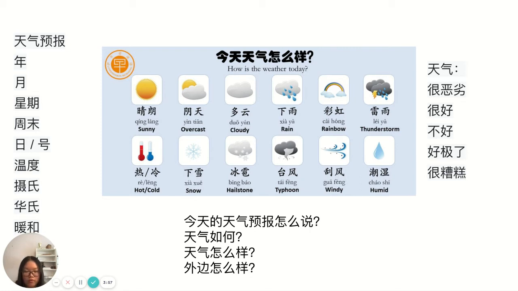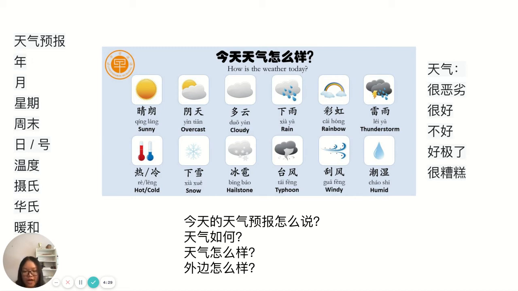Okay, so let's go over the different types of weather. There's 晴朗, sunny, 阴天, overcast, so mostly cloudy with a little bit of sun. 多云 is cloudy. 下雨 is raining. 彩虹 is rainbow. 雷雨 is thunderstorm. 打雷 is like when lightning hits. And then 雨 is rain.